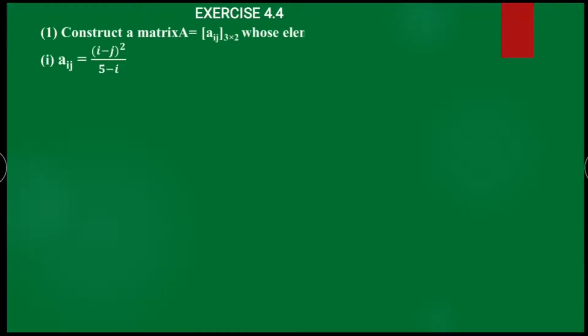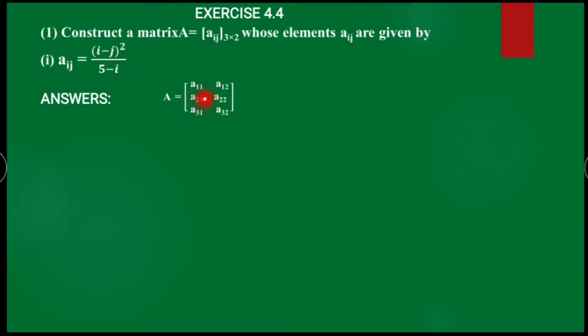Now see exercise 4.4, first question. Construct a matrix A of order 3 by 2 whose elements aij are given by the first sub question: aij equals (i minus j) whole square upon 5 minus i. So first we write here in answer, rough matrix.